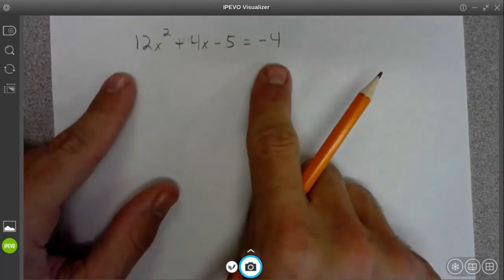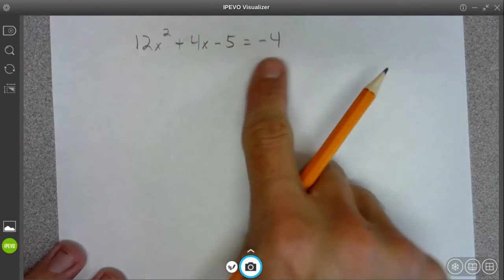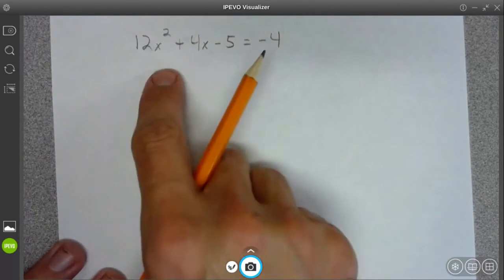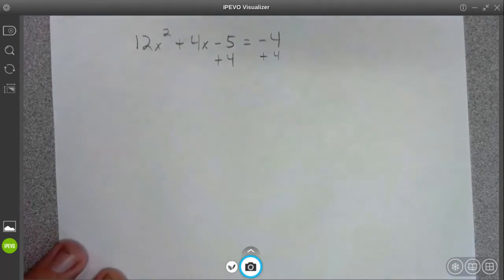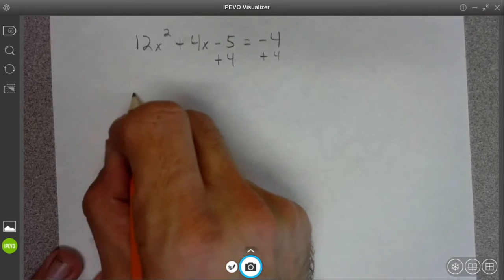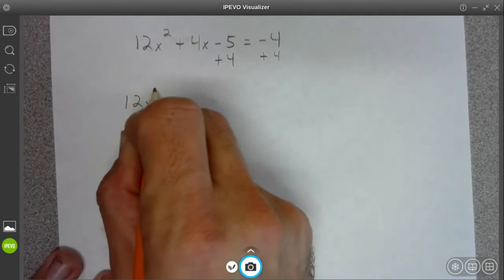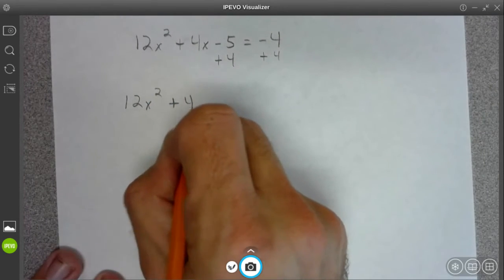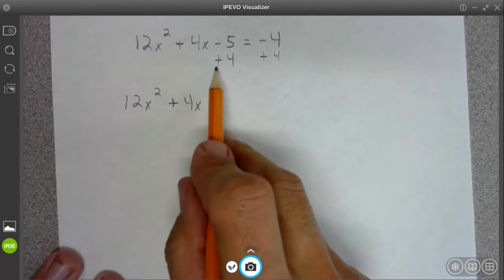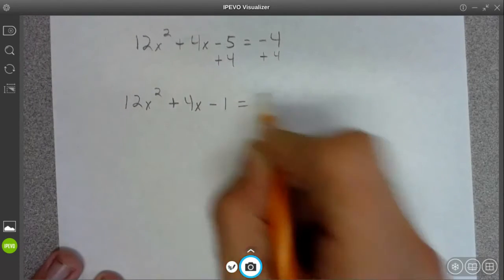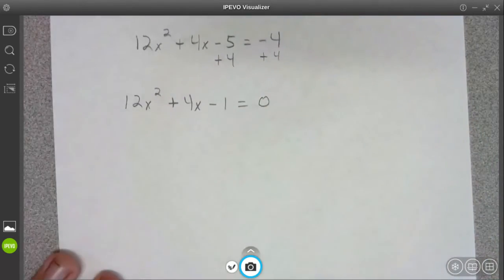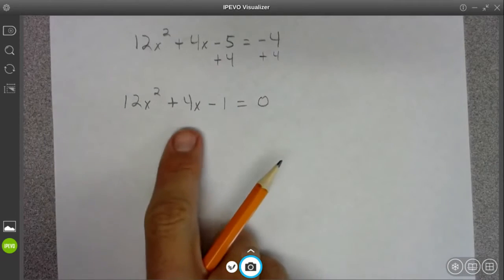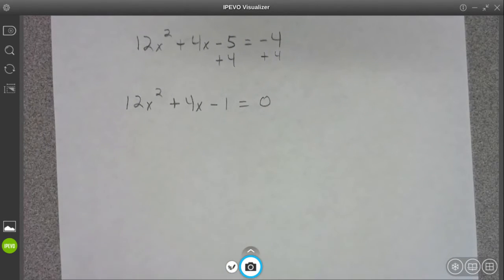All right, so we need to empty that right side, so we got to move this negative 4 over to the left side. So add 4. This will give us 12x squared plus 4x, negative 5 plus 4 is negative 1 equals 0. They cancel, leaving you with 0. All right, GCF. No GCF to factor out, unfortunately.